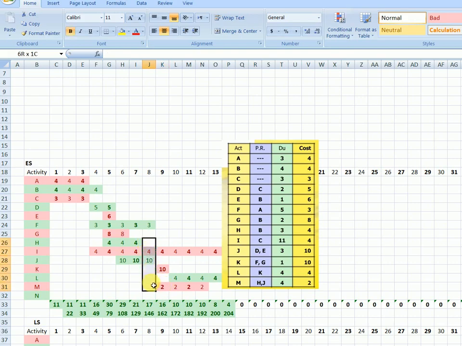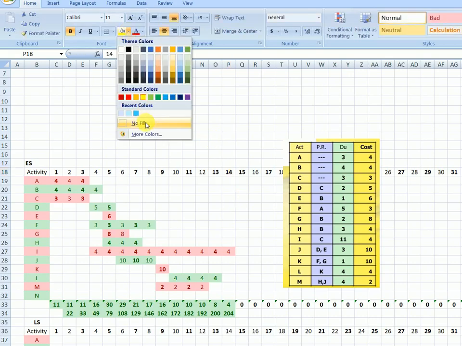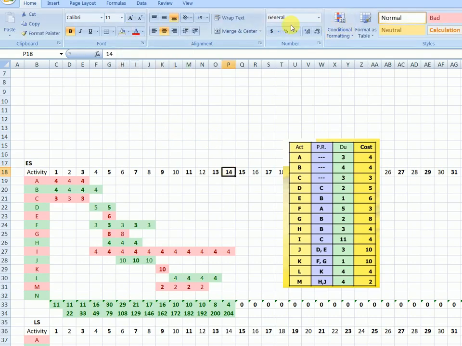H and J. Beautiful. Okay. So the duration of this project is 14 days. Remember, you're going to say this is your duration. You won't highlight this one, but you get the picture of the message I'm trying to convey. I'm trying to make this a template for future use.